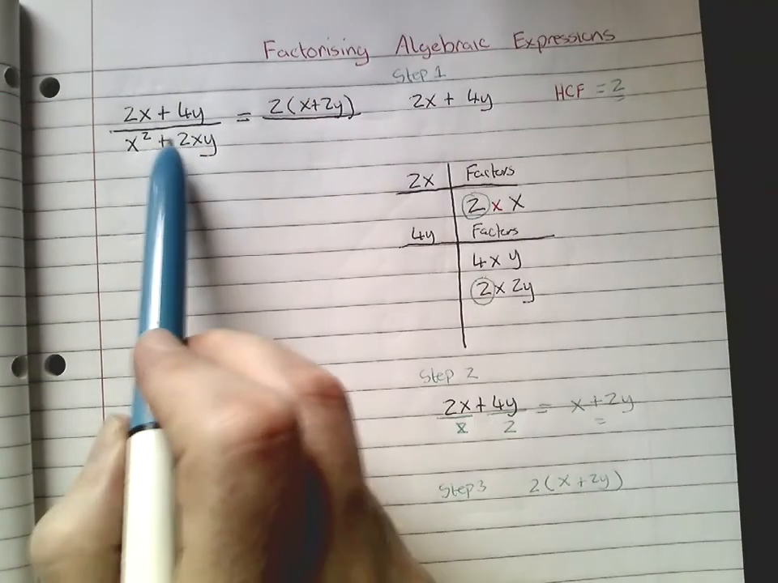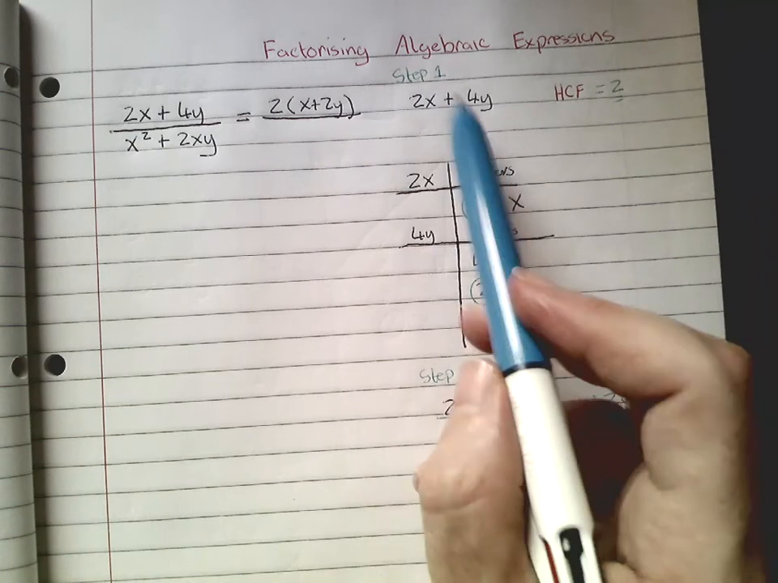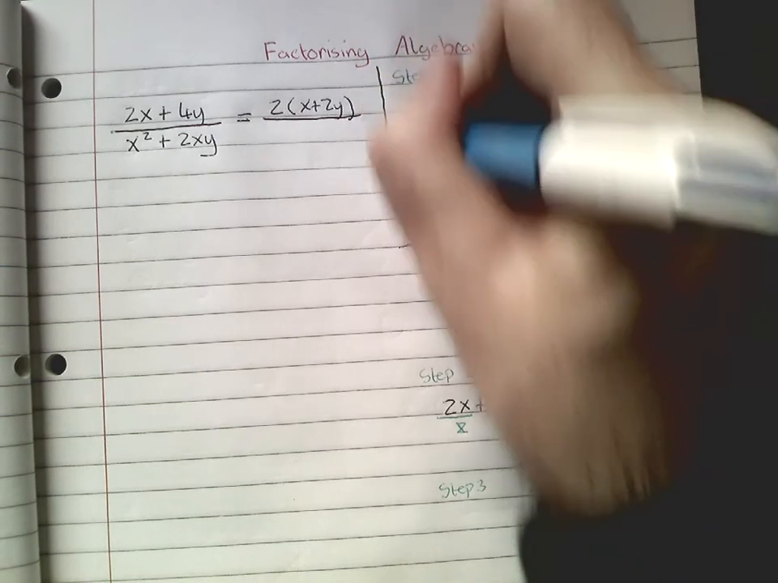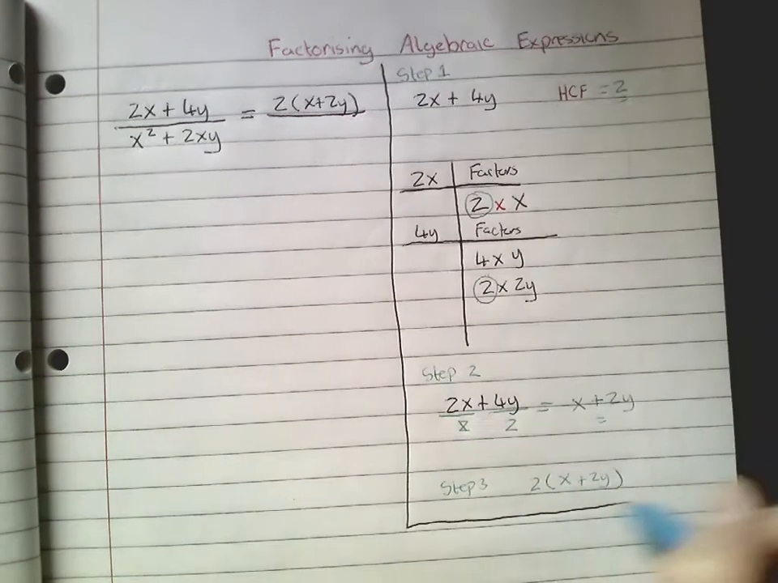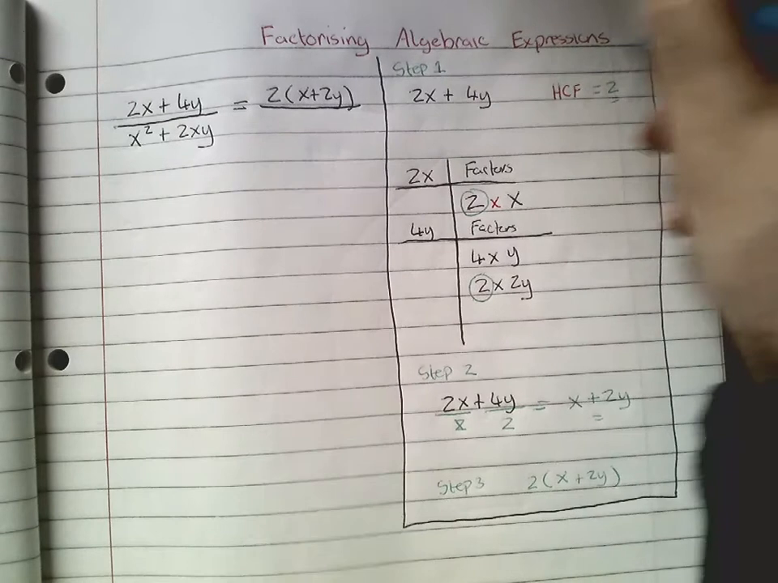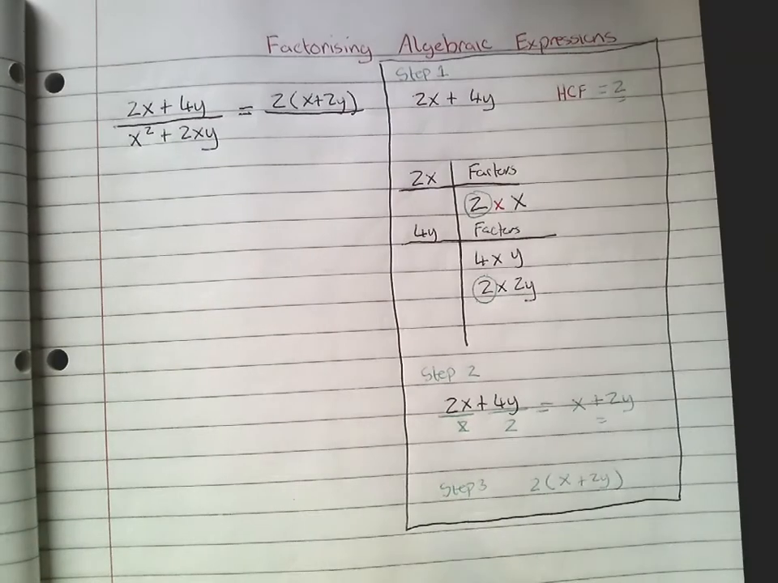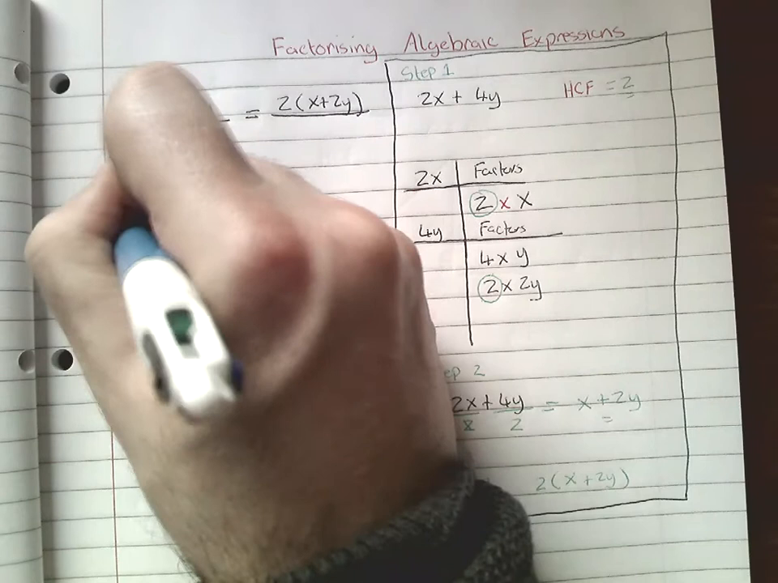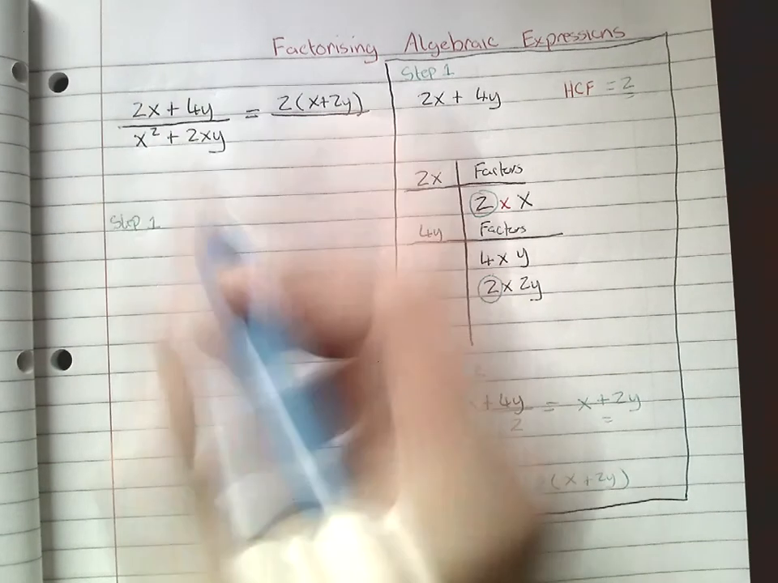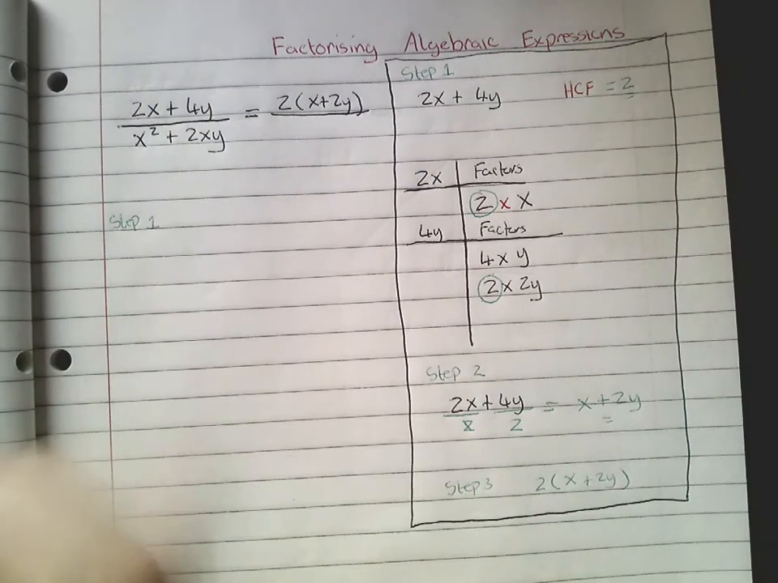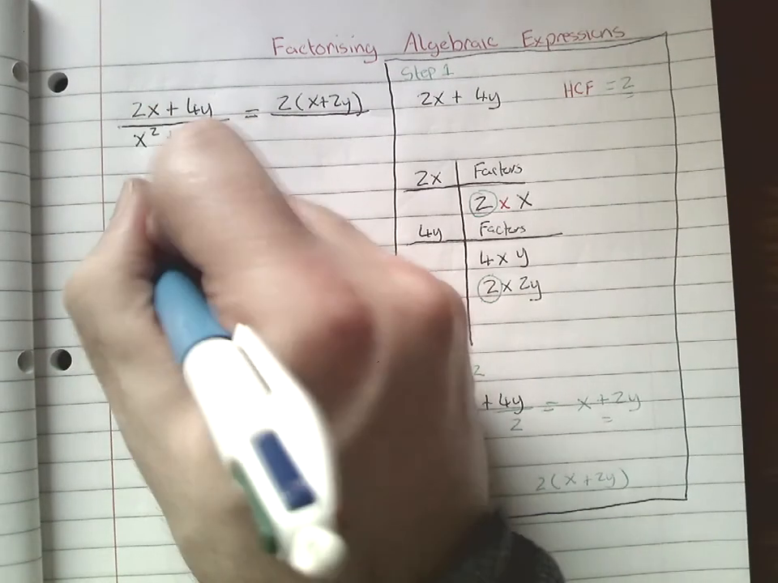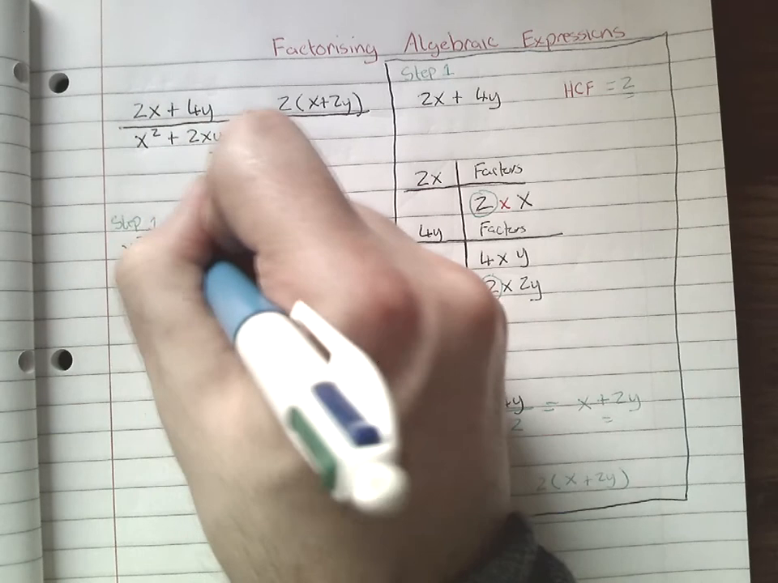Now what we need to do is factorize the bottom part, and we go through these steps exactly the same. Okay, so let's just mark this out. We're going to go through exactly the same steps to factorize the bottom part. So we take our expression, step 1, and I'll rewrite the steps out again. So step 1, I write out my expression, which is x squared plus 2xy.